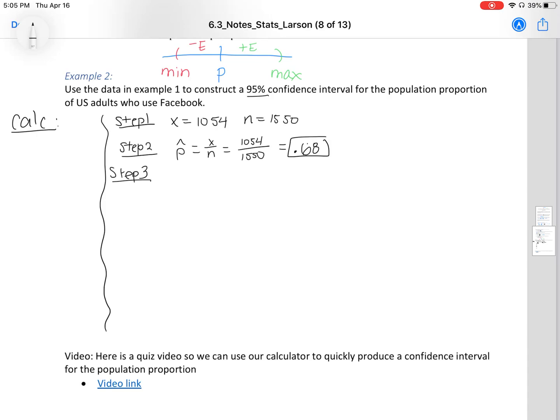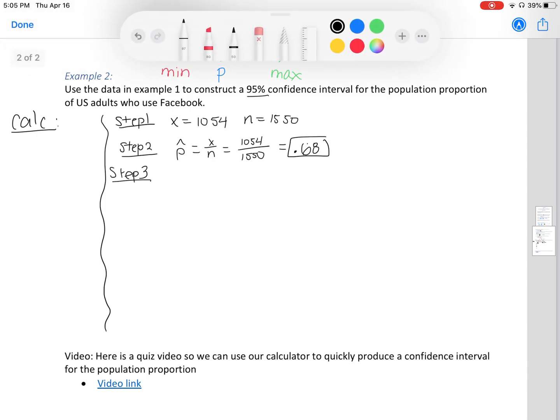So it gives us two formulas. One of them is n times p hat, and you have to make sure it's bigger or equal to 5. All right, so let's fill in that formula. N is 1550, so 1550 times p. P is 0.68, and we want to make sure it's more than 5. We work this out using our calculator, and we get 1054. That's more than 5, so that checks out.